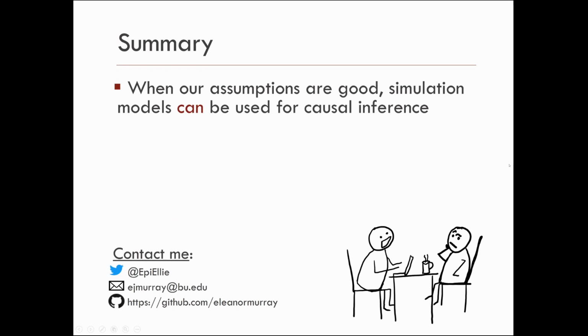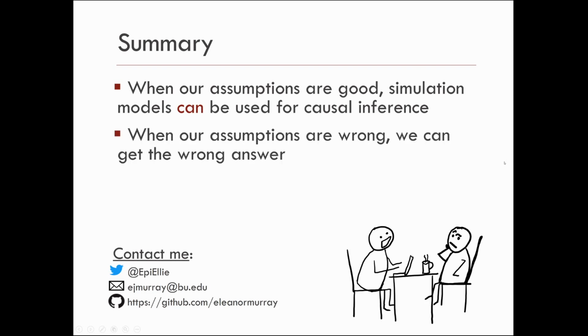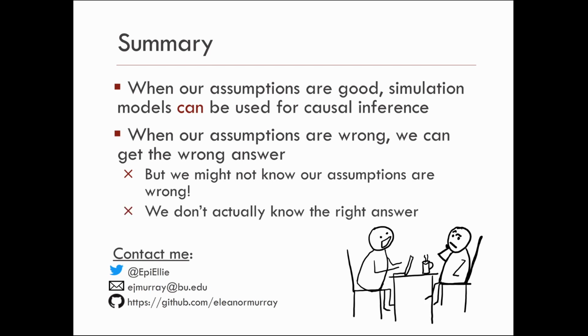Okay, so I just want to wrap up there so we have some time for questions. But the main take home here: when our assumptions are good, we can use simulation models for causal inference. When our assumptions are wrong, we can get the wrong answer, but we don't actually know when our assumptions are wrong, and we don't actually know what the right answer is. So now I'm happy to take questions, and then we'll wrap up.